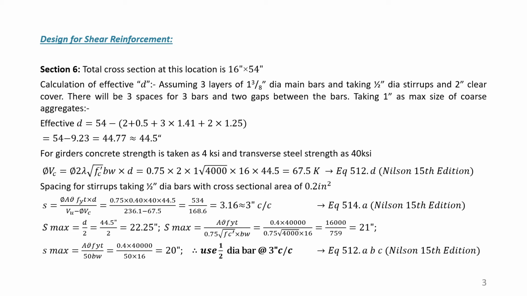And another requirement is S max is equal to Av fyt over 50 bw. 0.4 is the Av, fyt is 40,000, 50 is 50, bw is 16. That's why the spacing comes as 20 inch. Therefore, after checking all these equations, we get the minimum value of 3 inch, and we have to use the spacing of the stirrup as 3 inch center to center.